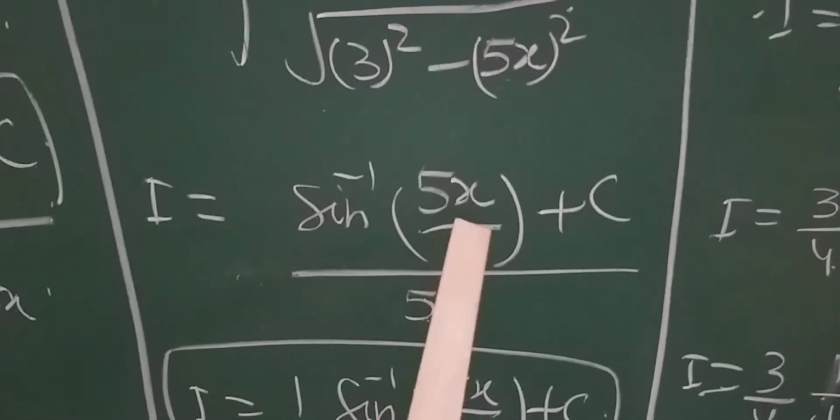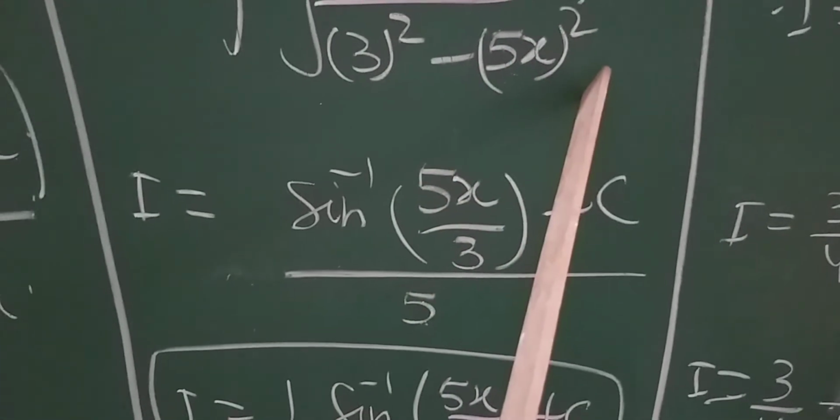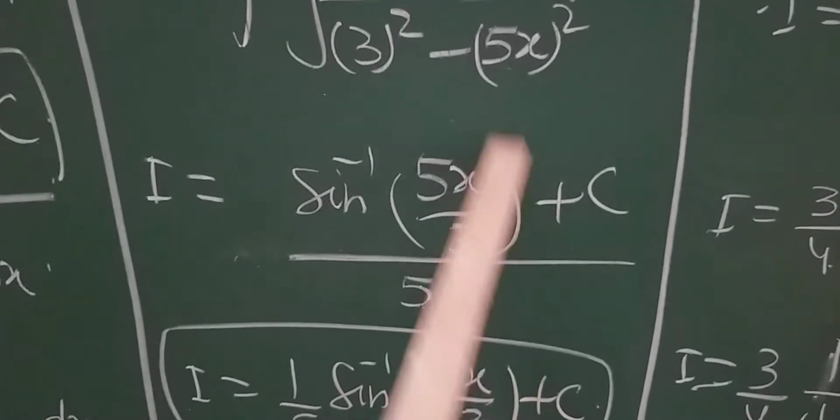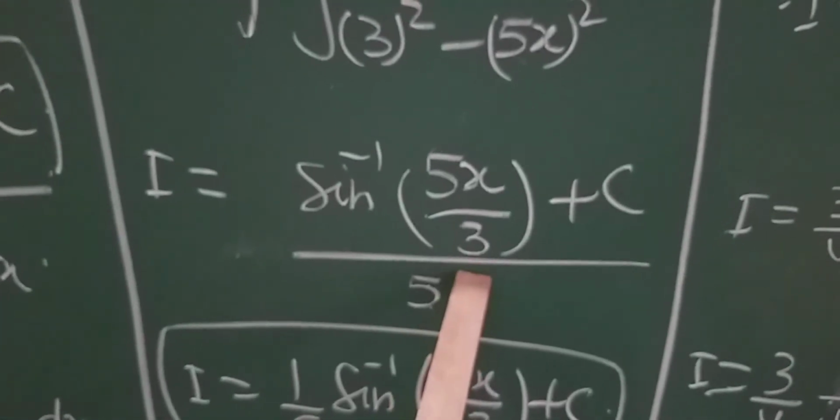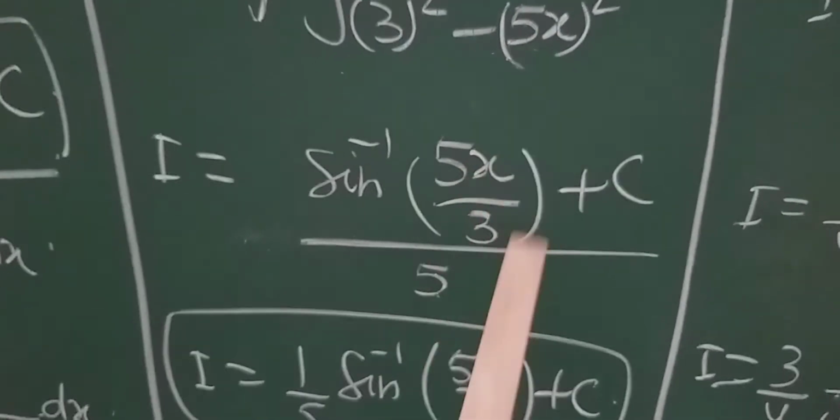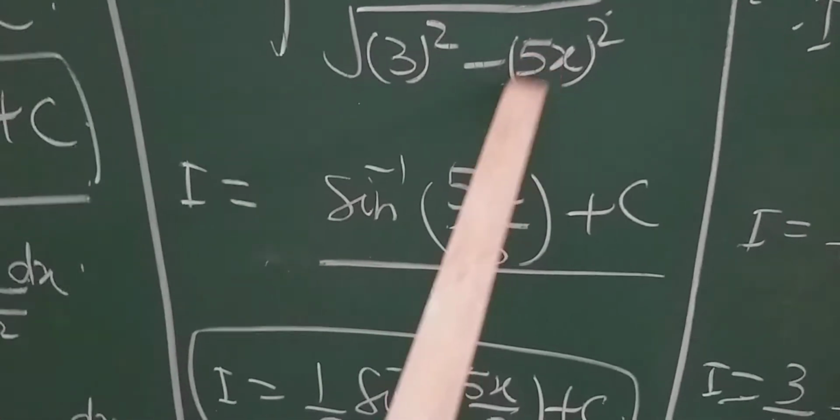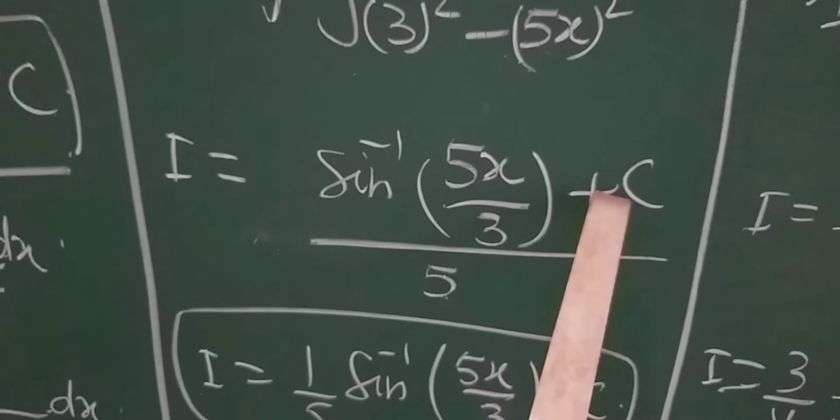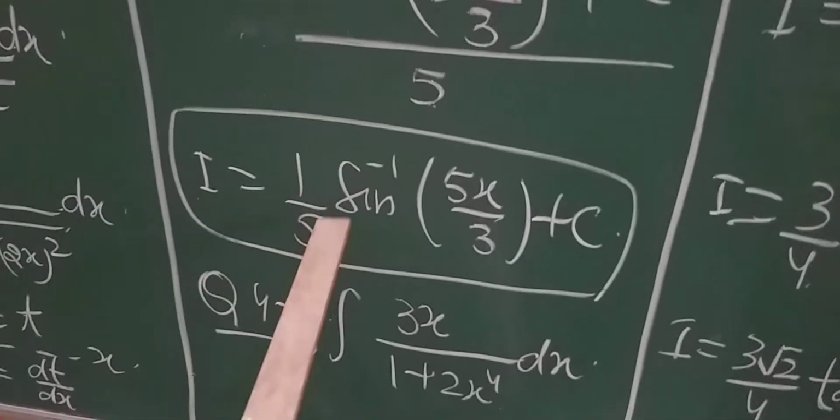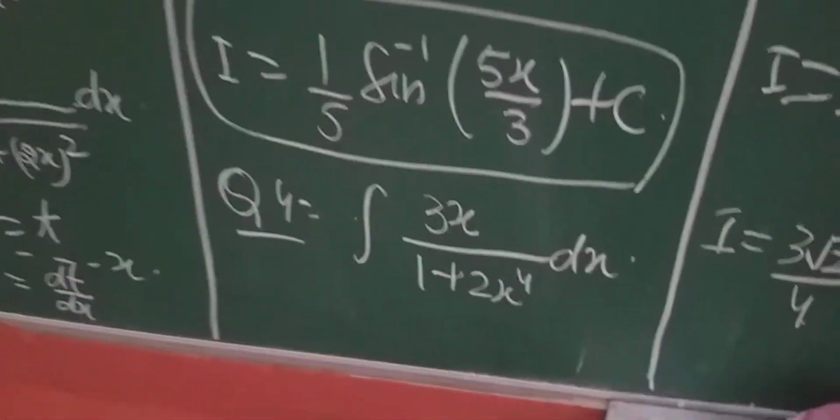Otherwise you can do one thing more. If you suppose 5x equals t, then also you will get the same answer. So this is the direct method. In this method, always remember we have to write the coefficient of x in the denominator. So I equals sine inverse 5x upon 3, upon 5, plus c. So I equals 1 upon 5 sine inverse 5x upon 3 plus c.